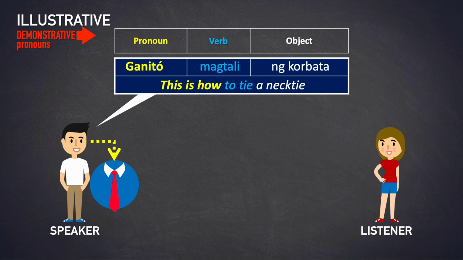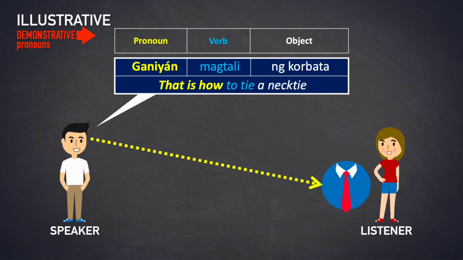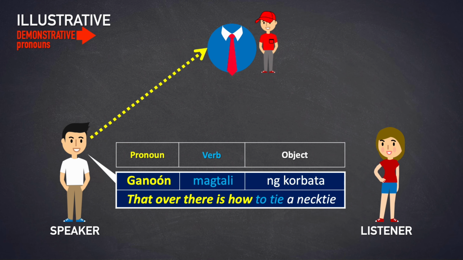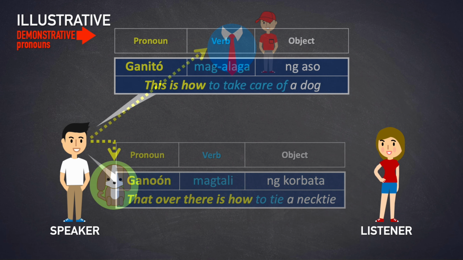Ganito magtali ng korbata. This is how to tie a necktie. Ganiyan magtali ng korbata. That is how to tie a necktie. Ganoon magtali ng korbata. That over there is how to tie a necktie.